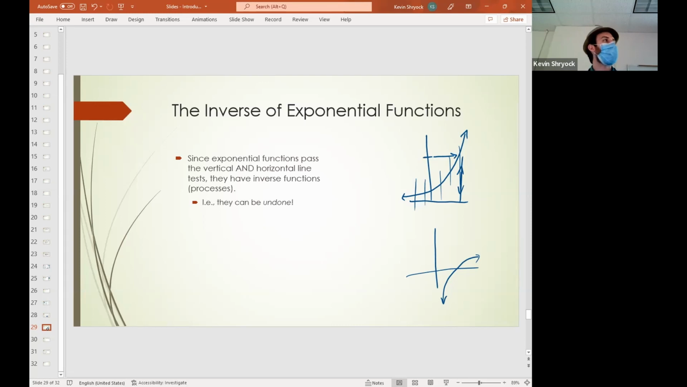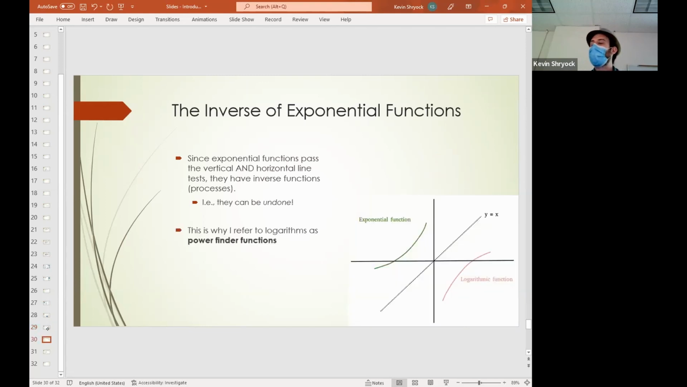So we have this ability to undo exponents. I call these operations of undoing exponents power finder functions. Because really that's what we're trying to do. We're trying to find the power because we're trying to figure out what day we are on in the process.